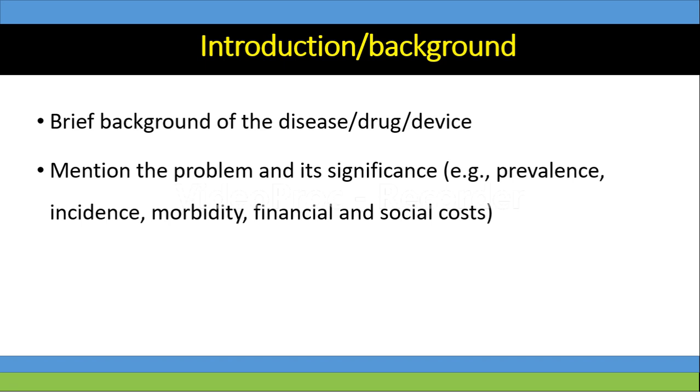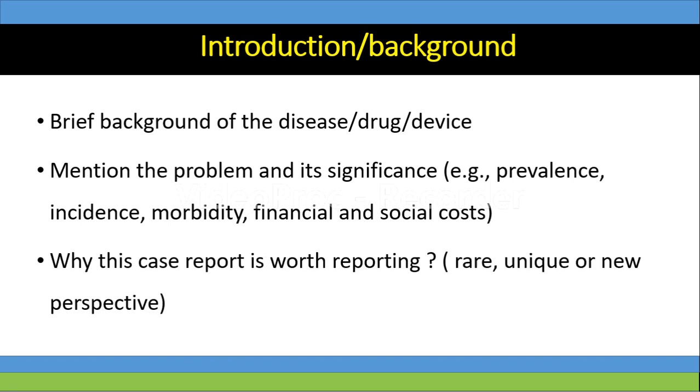Then you might want to comment a little bit on the prevalence and the incidence of that disease in your own community, in your country, or if you don't have statistics for your own country, probably the global statistics. And if it is a disease that kills, you might want to comment on the morbidity pattern or the mortality pattern. And then obviously if it's a drug or a device, you might want to comment on the financial and social cost of that problem or that disease. That should come in your introduction and your background.